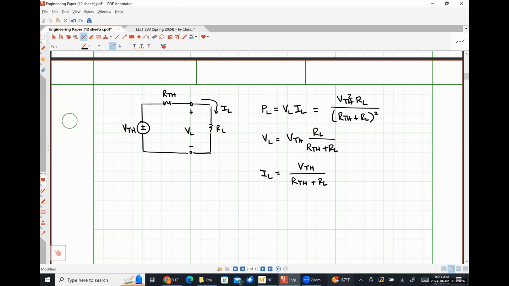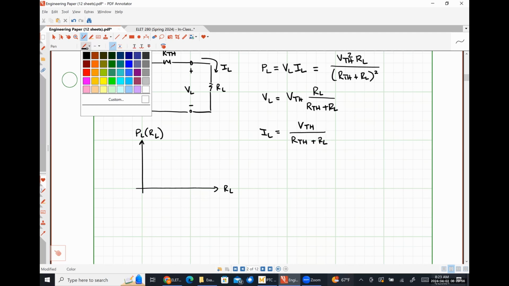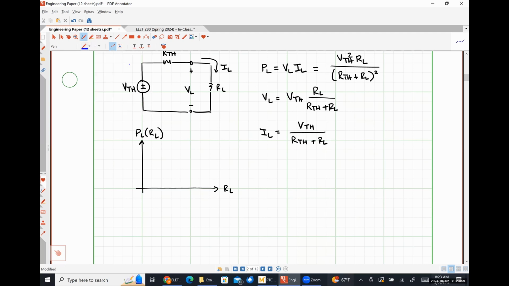So what I'm going to do is create a plot here. On my vertical axis is going to be my power as a function of my load resistance, and my horizontal axis will just be my load resistance. The curve should look something like this.